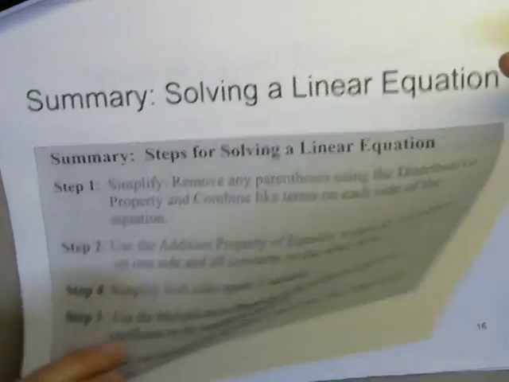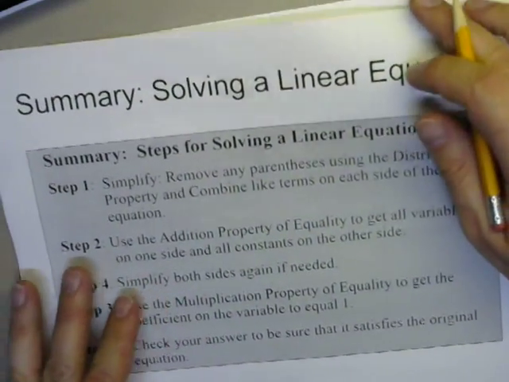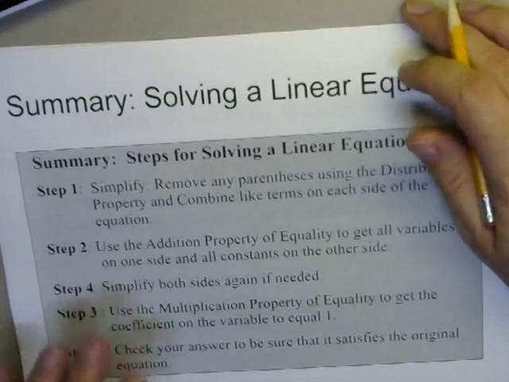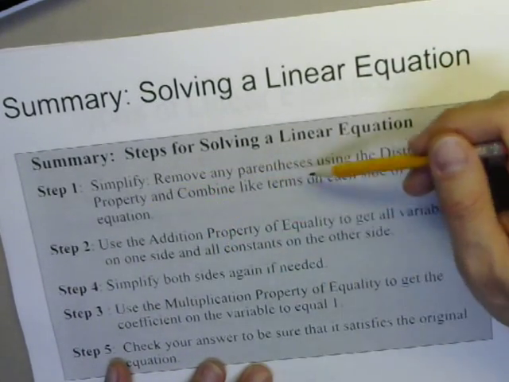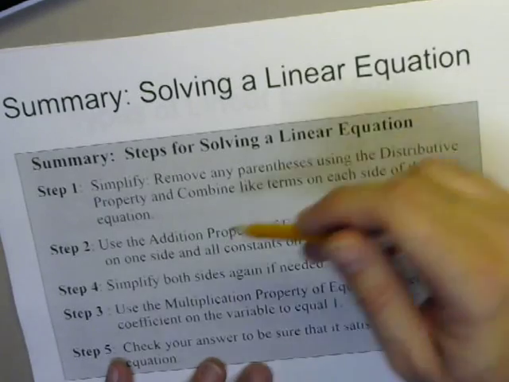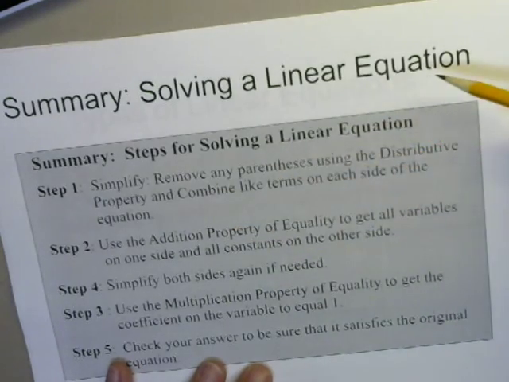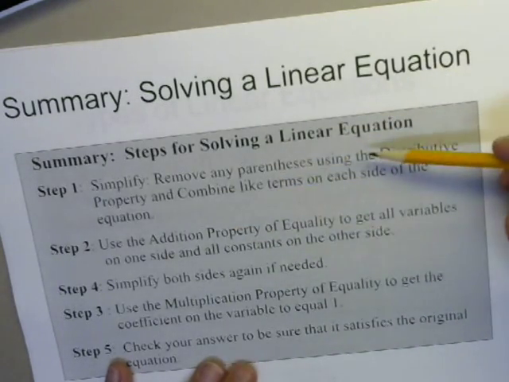So these are the summary steps for solving a linear equation. These are basically the steps that we looked at before, but just to remind you. First of all, simplify both sides by removing parentheses by using the distributive property. So distribute over parentheses and then combine like terms.